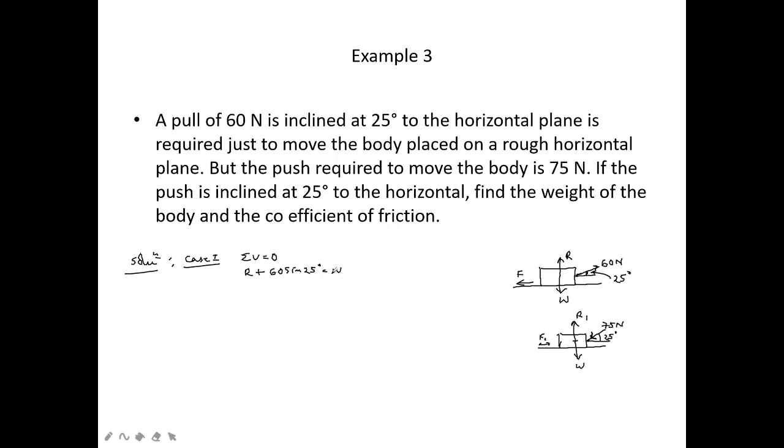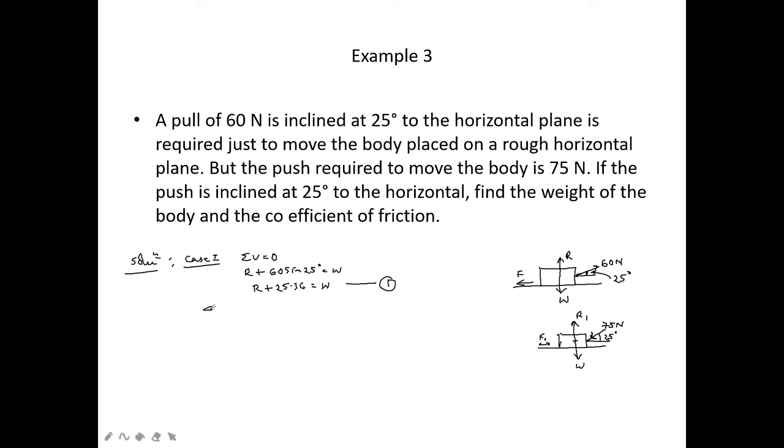This is equal to W. So R is equal to, then R plus 25.36, we'll get 25.36. So R plus 25.36, this is equal to W. Mind it, W and mu are unknowns. Mu is the coefficient of friction here. So this is equation number 1, let us say.